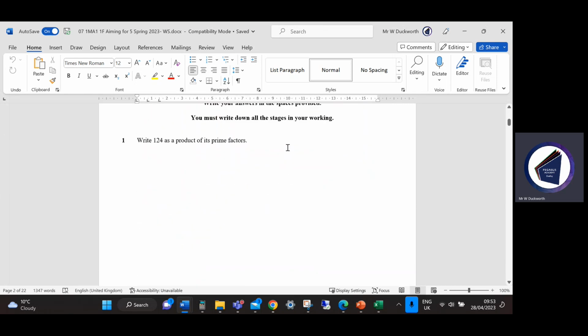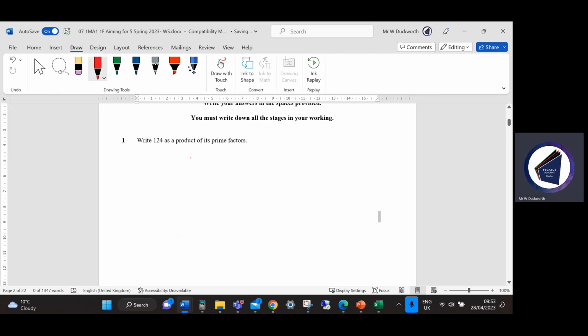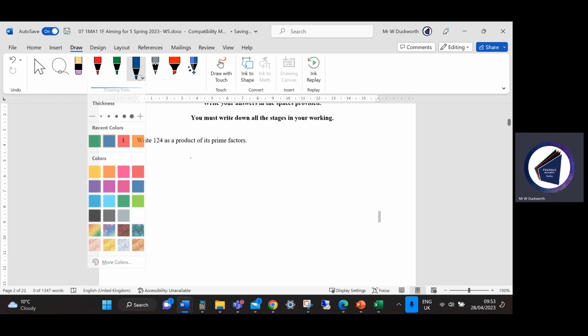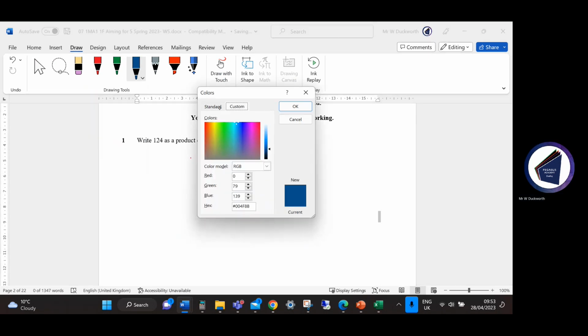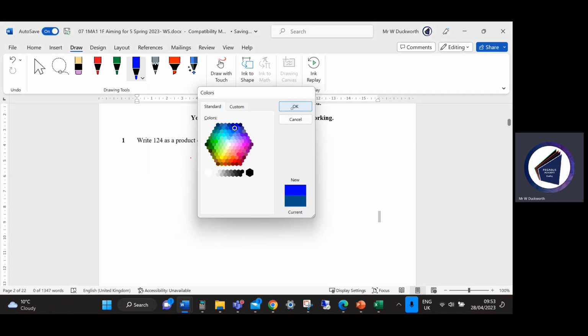Question 1 then. Write 124 as a product of its prime factors. Our basic way for doing this is with the prime factor tree. Let me get my pen sorted. I'm going to change that blue colour. I want a nicer blue. So standard. I like that blue.